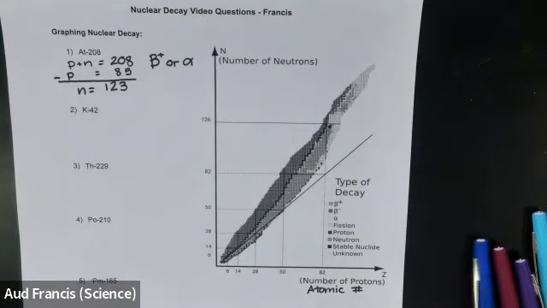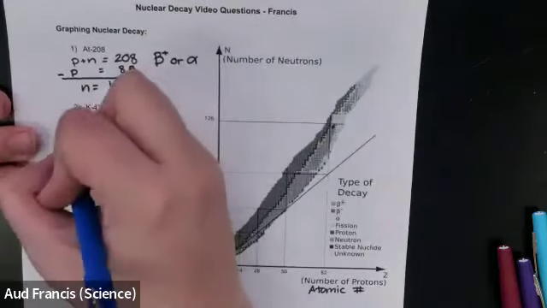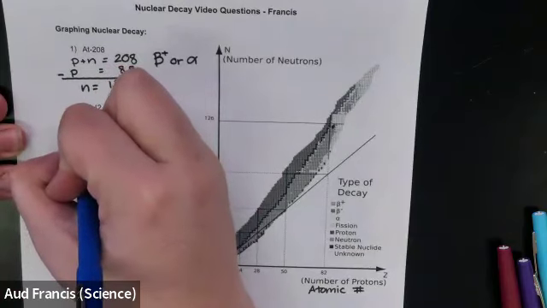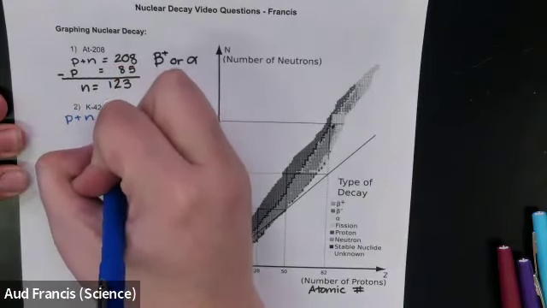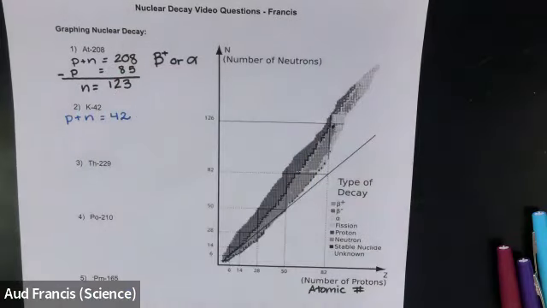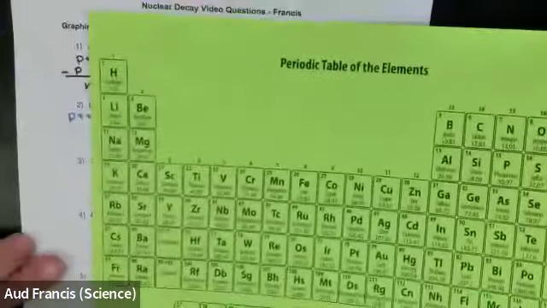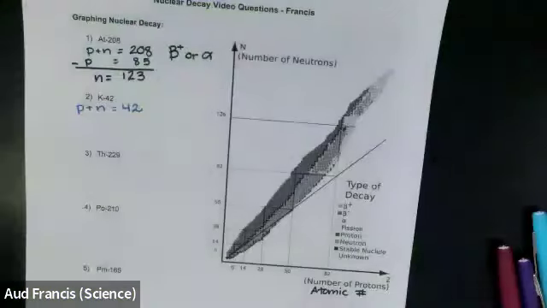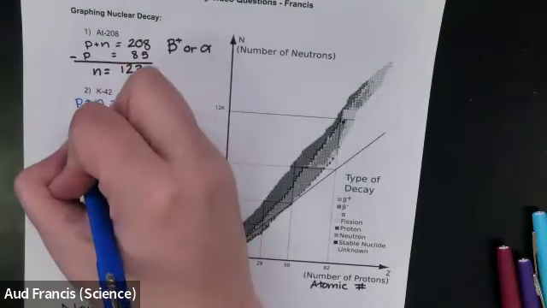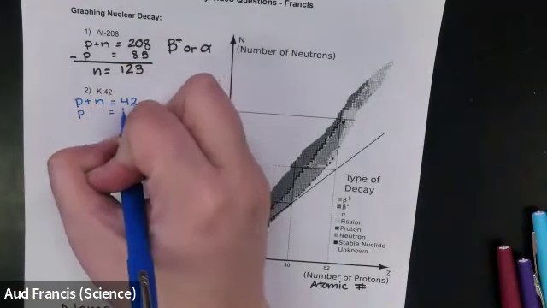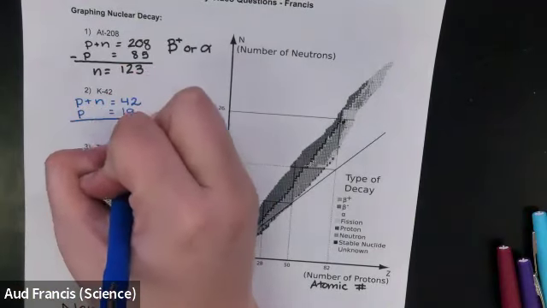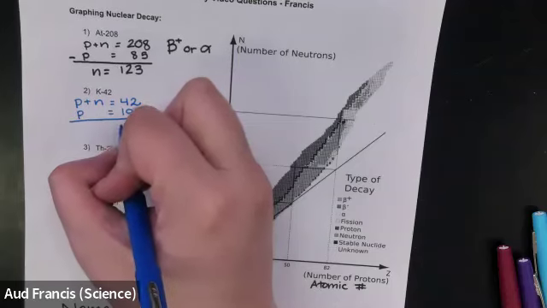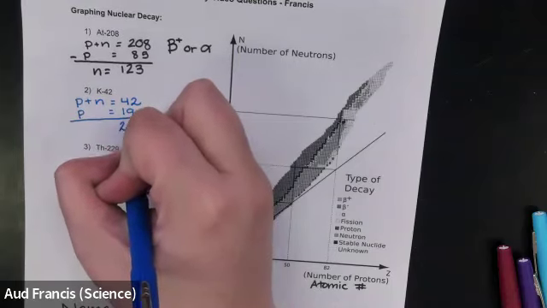Let's take a look at another one. We're going to do K-42. K is potassium, so this is potassium-42. We know that that 42 is the number that represents the mass, so the protons plus the neutrons. I'm going to look on the periodic table, and I see K, potassium, is number 19. So protons equals 19 here. Do a little bit of subtraction. I get 23 neutrons in this one.